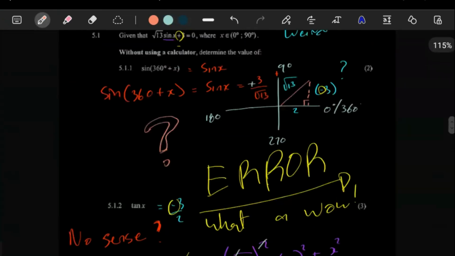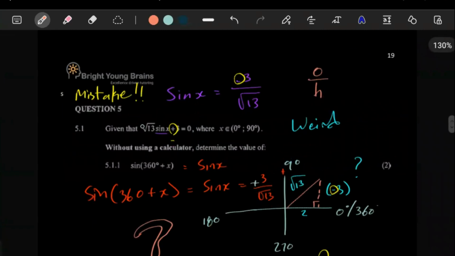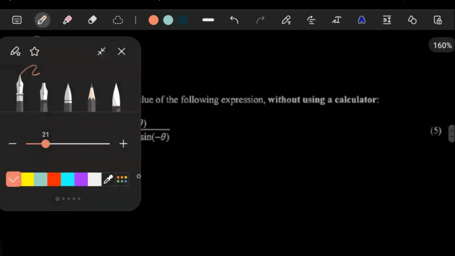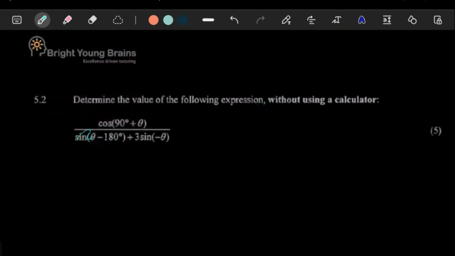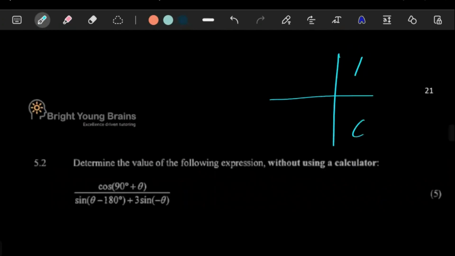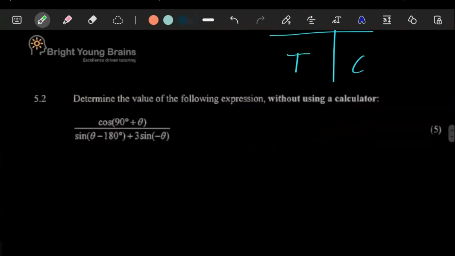5.2 says, but before I move on, I can emphasize a bit more that there's definitely a mistake over here. Whoever is at the Department of Education, please do something, because it's definitely wrong. But anyways, let's see. 5.2 says, determine the value of the following expression without using a calculator. So we just need our CAST diagram. Referring to the previous question, those are the kinds of questions where you don't want to dwell too much, because if you see there's an error, you can ask someone and then just move on.